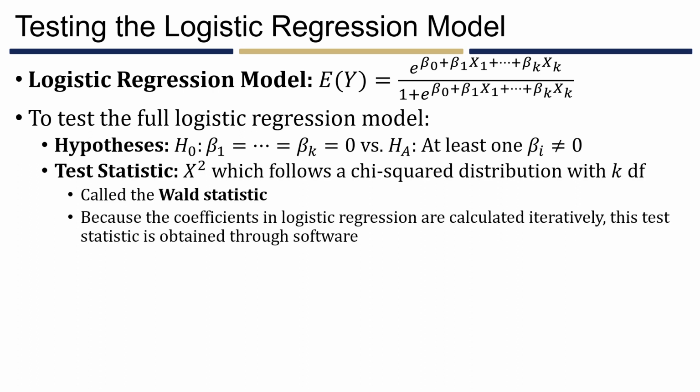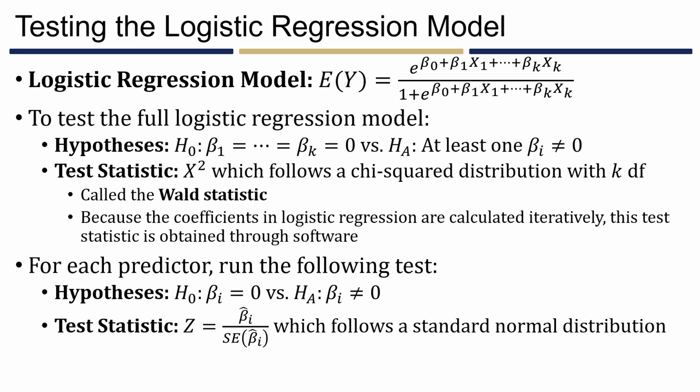The test statistic is denoted by X squared. It follows a chi-squared distribution with k degrees of freedom, where k denotes the number of predictors in the model. This test statistic is called the Wald statistic. However, because these coefficients in logistic regression are calculated iteratively, the test statistic is most easily obtained using software. It can be calculated by hand, but you need some more advanced metrics that go beyond the scope of this class.